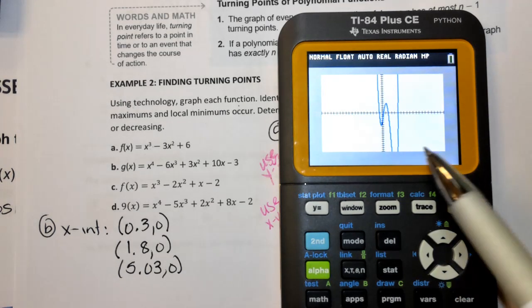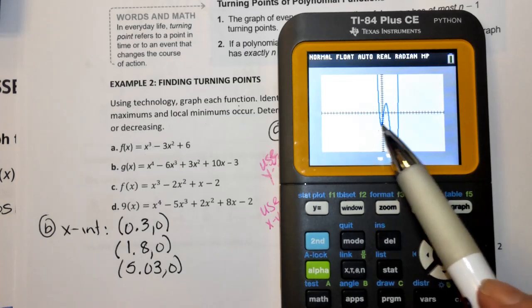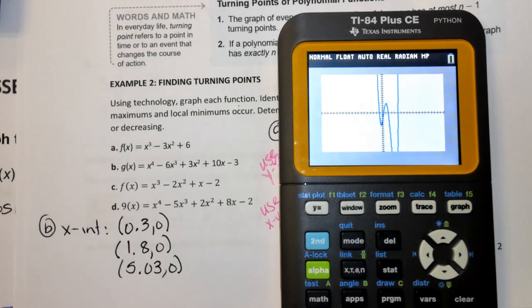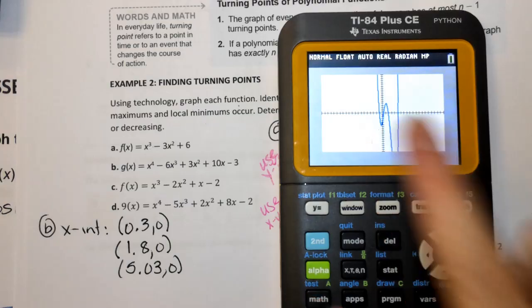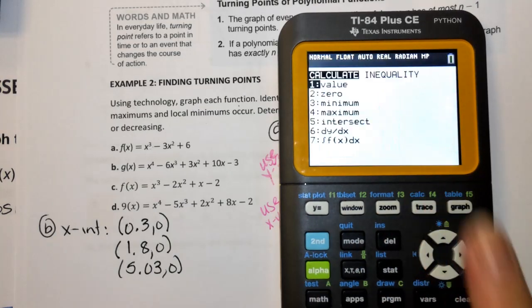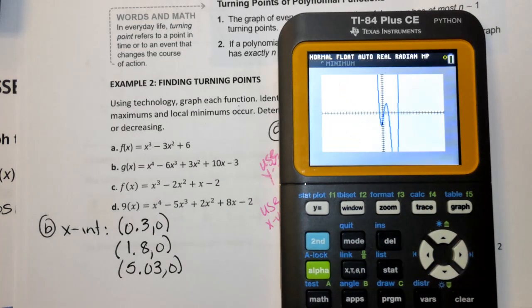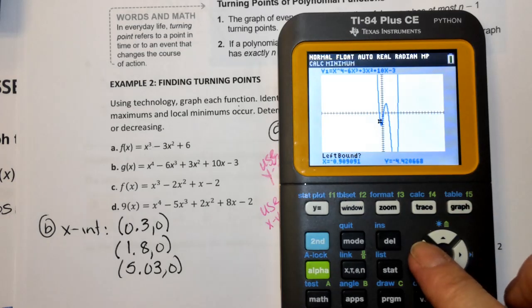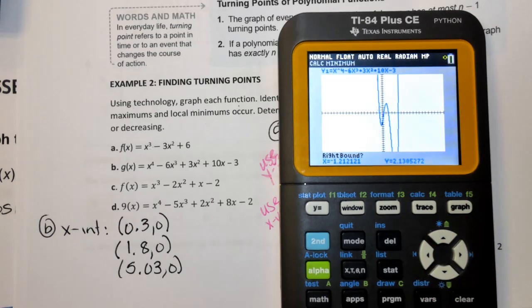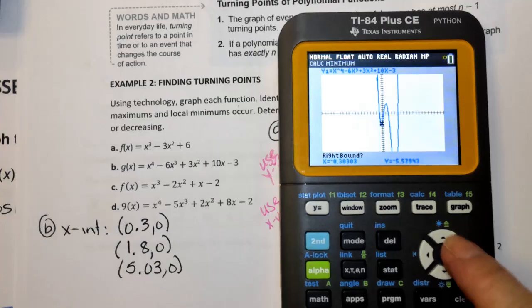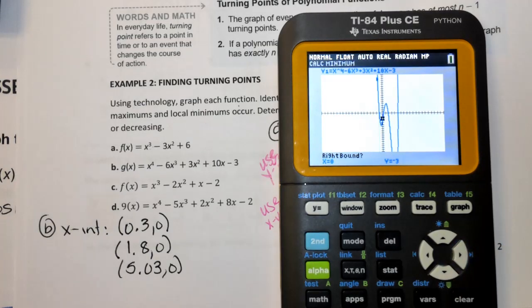All right, so if you're not able to see it, we can do the same thing we did before, but now we want this as a minimum. So we're going to hit second, calculate, go to minimum, and do the same left and right bound. So we're going to go a little to the left of the minimum and then scroll a little to the right of the minimum. And yes, we want it to guess.